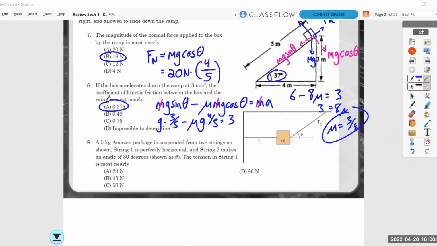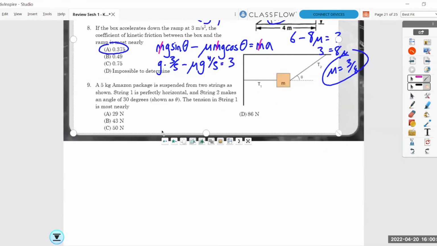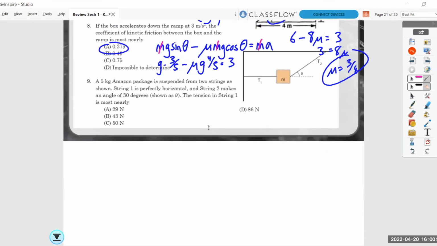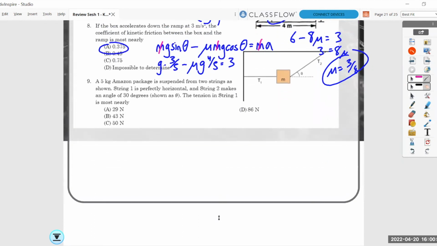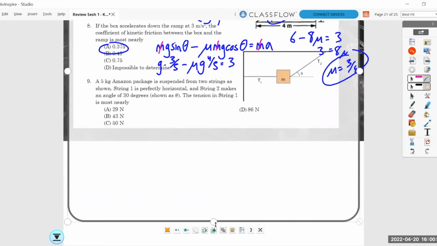All right, we had here, this is a statics question. They do a lot of this suspension thing. And this is maybe obviously a forces question because it literally asks you what the tension is. Here it's asking for the tension in string 1, the horizontal string. So let's quickly sketch out a free body diagram. Of course, we've got mg down. We've got T1 this way, and we've got T2 this way.